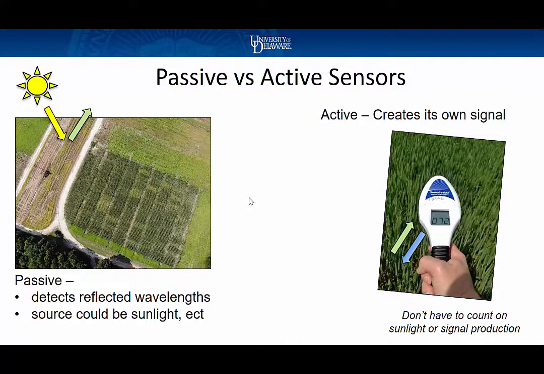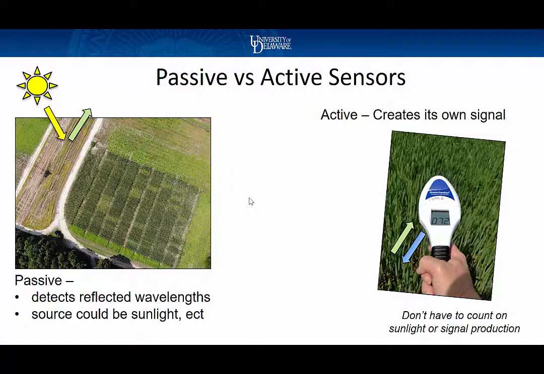Another good term to understand is when we talk about passive versus active sensors. Most of the time in agriculture, we're going to be using passive sensors. Something that is not emitting light itself, it's accepting it. So a camera is a passive sensor because sunlight, the sun, creates the wavelengths that we use to measure. They're reflected off the Earth's surface and we use the camera as a sensor to collect it.